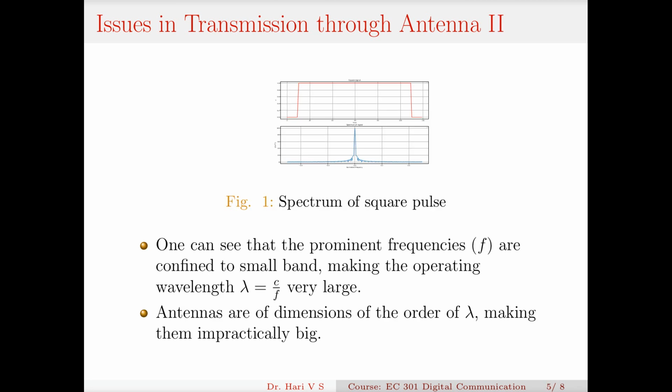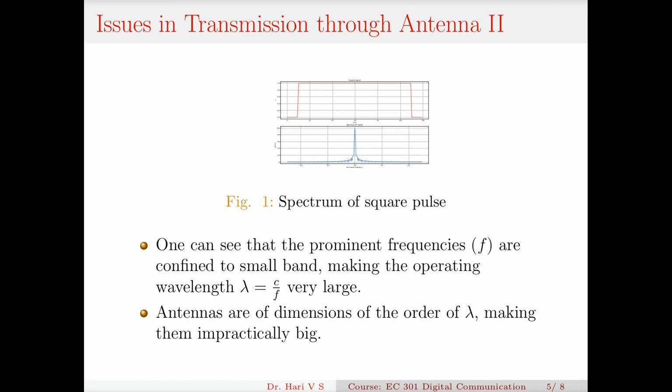And if you look at this picture, the top figure shows a rectangular pulse. The red curve shows a rectangular pulse. It's a fairly wide rectangular pulse, and its spectrum is plotted below. An approximate spectrum is plotted below, and you can see that it's a very narrow spectrum, which is nothing but a sin square function. And you can see that the spectrum spans over a very short band of frequencies, making lambda, which is C by F, very large.